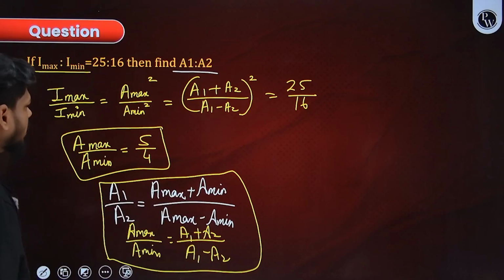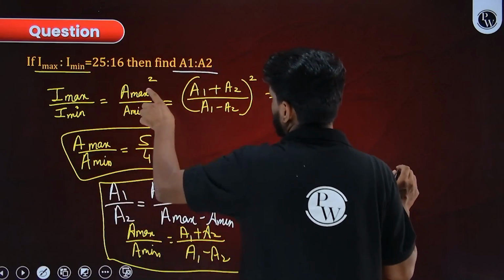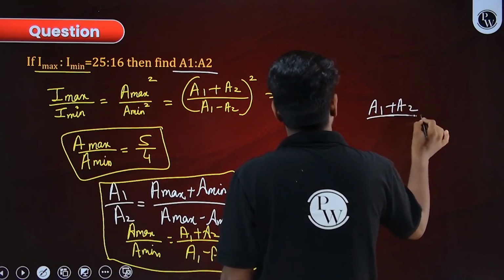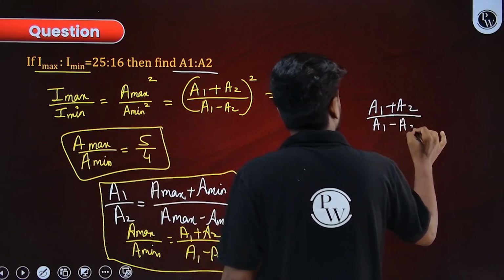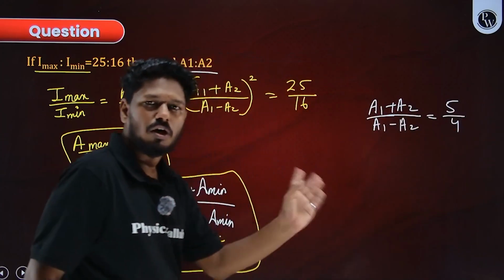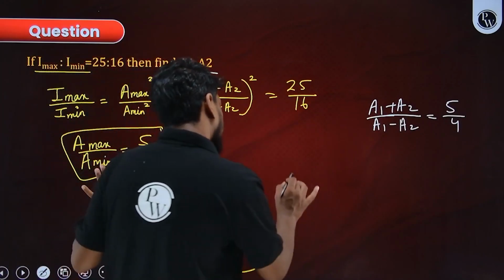Sir, I don't believe you, sir. Then what you should do is, we know that A max by A minima is A1 plus A2 by A1 minus A2. This value is equal to 5/4. You cross multiply it, solve it, simplify it, and you will be getting the same answer which I am going to write in a single step.